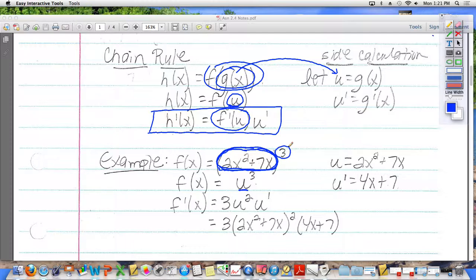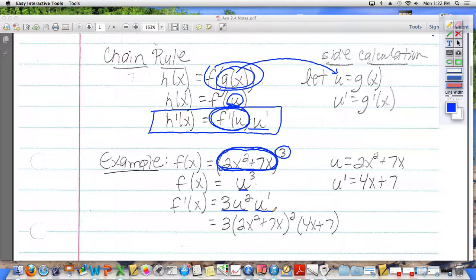We're going to start taking the derivative now. According to the chain rule, you find the derivative of f of u. What is the derivative of u cubed? It is 3u squared. 3 times u squared. And then, according to the chain rule, you have to multiply that by the derivative of u. So in other words, I just wrote down u prime, the derivative of u. I haven't done anything with it yet.